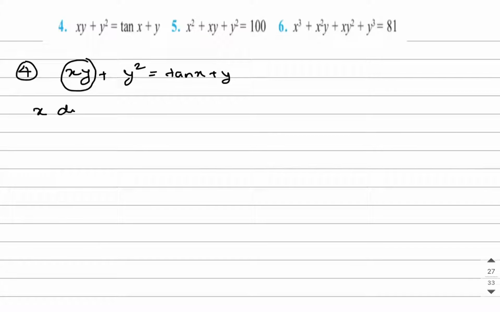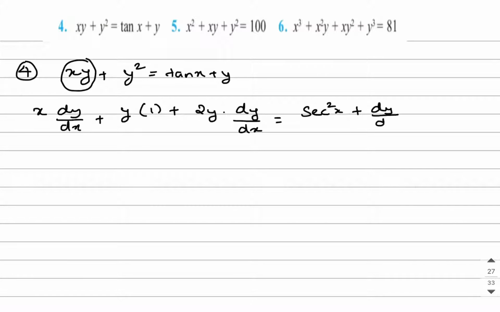So x into dy by dx plus y into derivative of x is 1 plus derivative of y square is 2y into dy by dx is equal to derivative of tan x is secant square x plus derivative of y is dy by dx. Collect all the dy by dx terms together, these two, and from here.